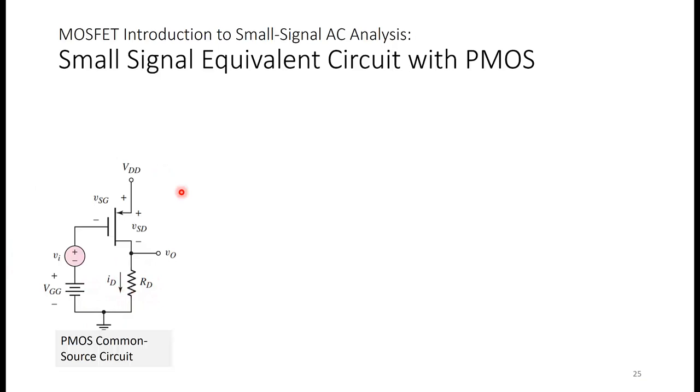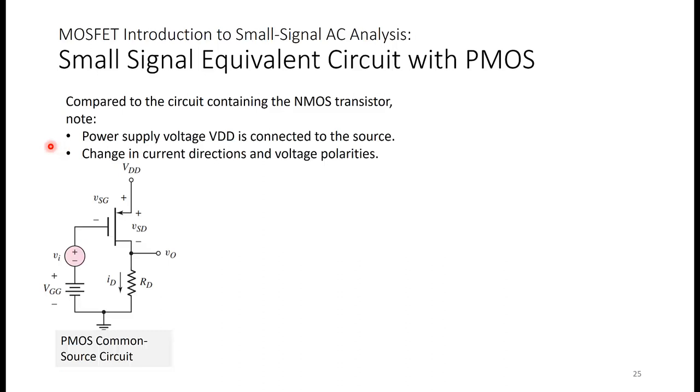We've done this in DC analysis as well, but in this circuit, just as in NMOS, we have a DC source and an AC input signal. The power supply voltage VDD is connected to the source. Pay attention to the current directions and voltage polarities, which were covered in the MOSFET DC analysis. So instead of VGS, we have VSG, and instead of VDS, we have VSD, because the source is higher.